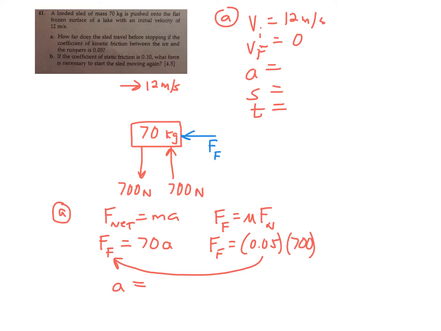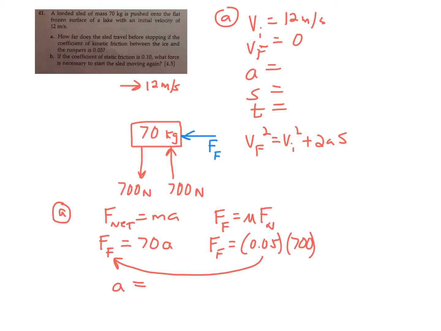So I believe if you take the fourth equation, that is v sub f squared equals v sub i squared plus 2as, you'll know everything but s. So plug those all in, making sure a is negative, and that will give you the total displacement that the sled slides on the ice.